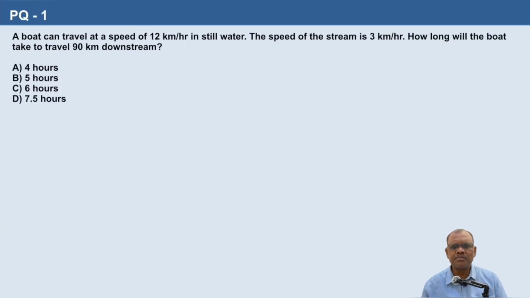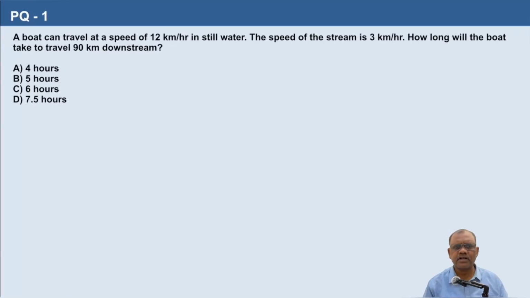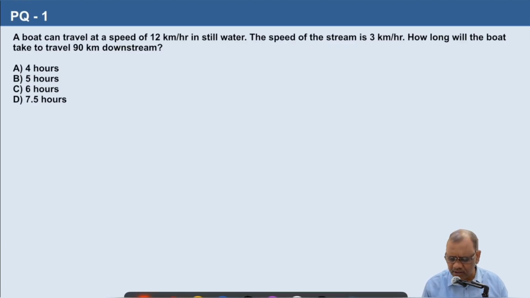So let us solve some practice problems now. Question number 1. A boat can travel at a speed of 12 kilometers per hour in still water. The speed of the stream is 3 kilometers per hour. How long will the boat take to travel 90 kilometers downstream? So we have to find out here the speed of the boat in downstream.